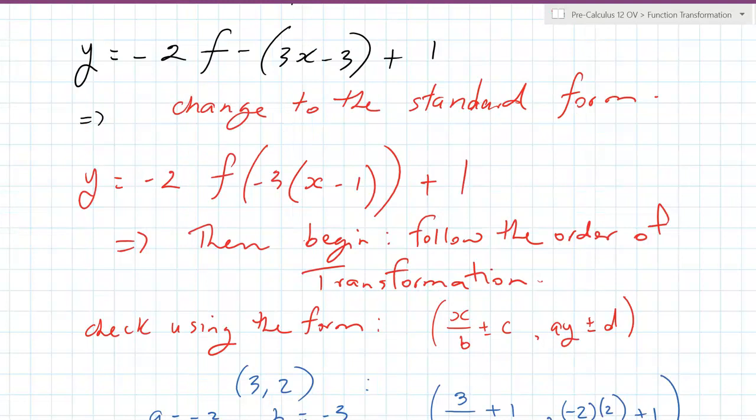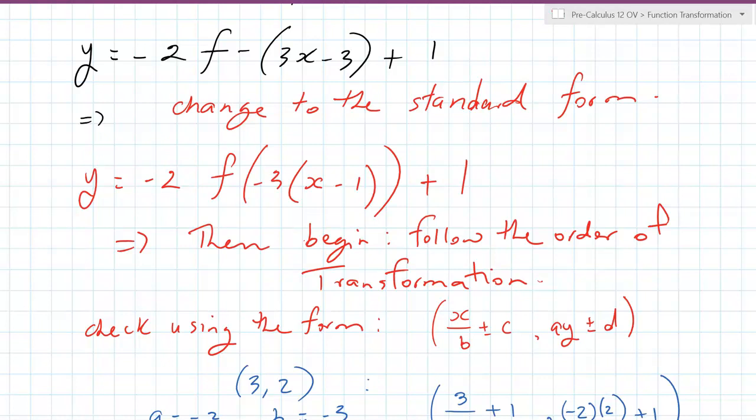So let's put them all together. If you have the original function that's been transformed by this new function, the first thing you do is change it to the standard form. Remember, the standard form has to have x on its own, and the coefficient of x has to be outside of the bracket. The 3 is in front, so you factor that out, you make it the standard form. Then you follow the order of transformation. That has to be the case.